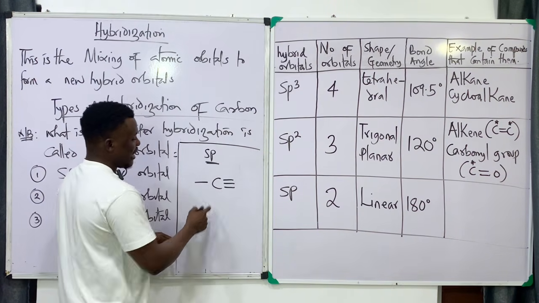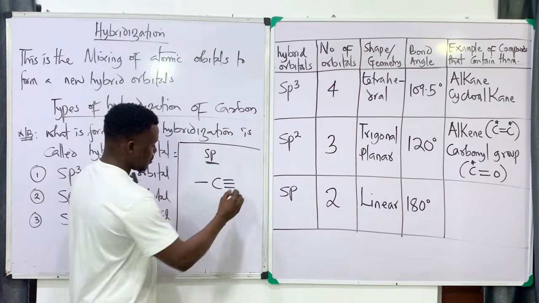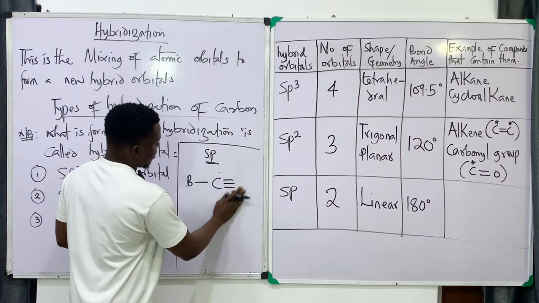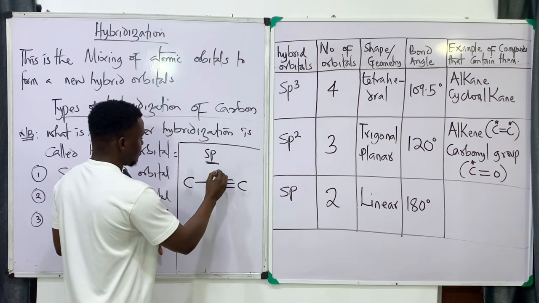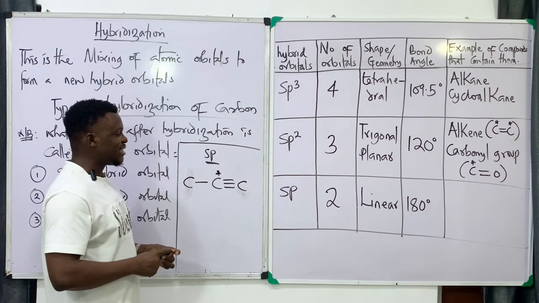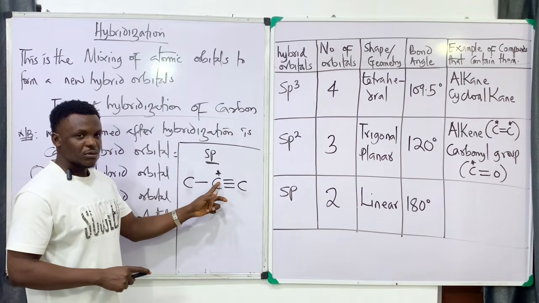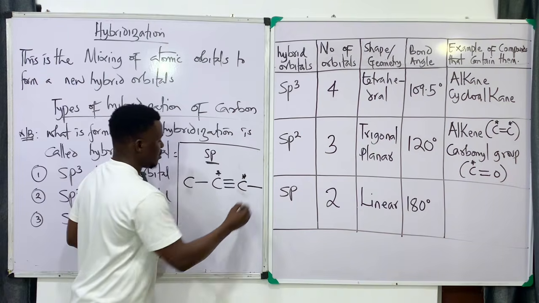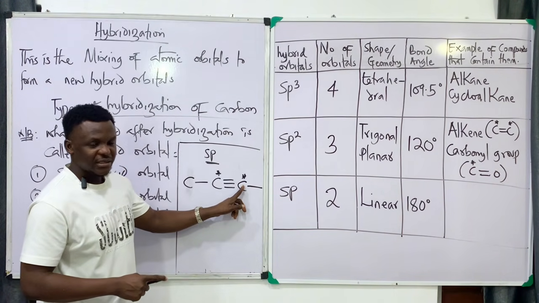Now this is actually sp. This is attached to just two atoms. Let's say this is A and let's say this is B. An sp hybridized carbon is a carbon that has a triple bond. So the two asterisk carbons are sp hybridized.